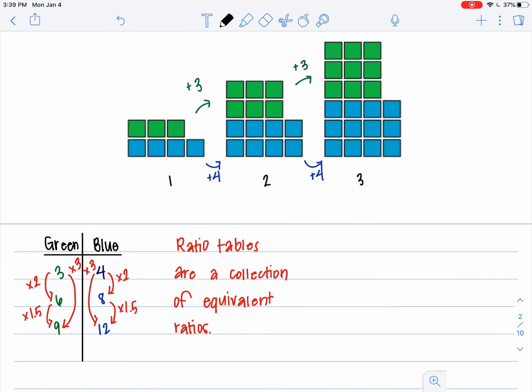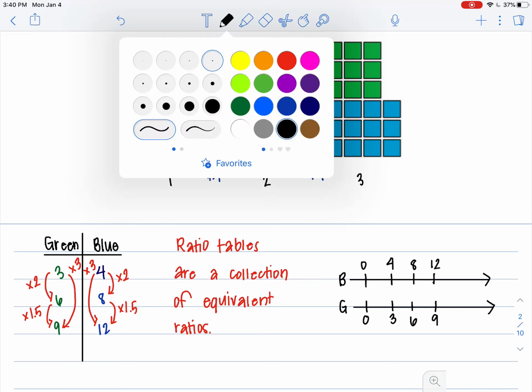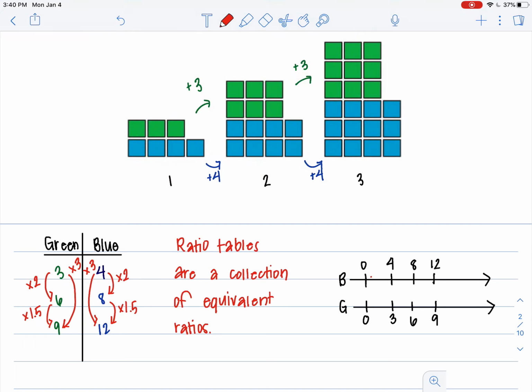Now, ratio tables are pretty similar to another tool we have, which is the double number line. Now, of course, a double number line looks like this. If I have blue and green, I would be counting by 4s and by 3s. Now, the key rule of the double number line is that we always need to count by the same amount. You might remember us talking about how you can't skip. If you're adding 4, you're always adding 4.